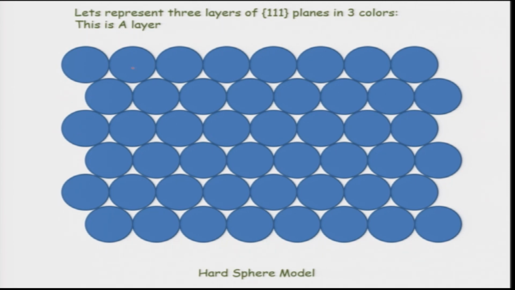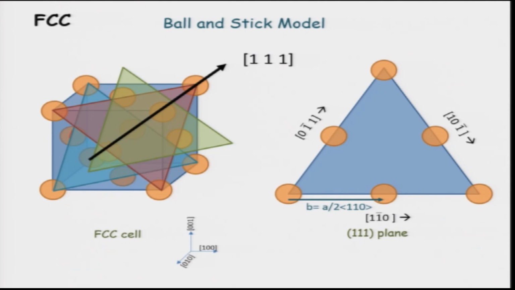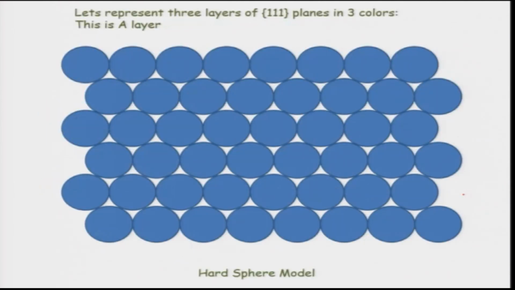So, this is a 1 1 0 kind of direction, this is a 1 1 0 kind of direction, and this is a 1 1 0 kind of direction. This represents our 1 1 1 plane, and this is the triangle. If you relate it with this triangle over here, it is drawn in the hard sphere model. So, we are showing the atoms touching each other, which is what is expected in an FCC, which is a closest packed cubic structure.